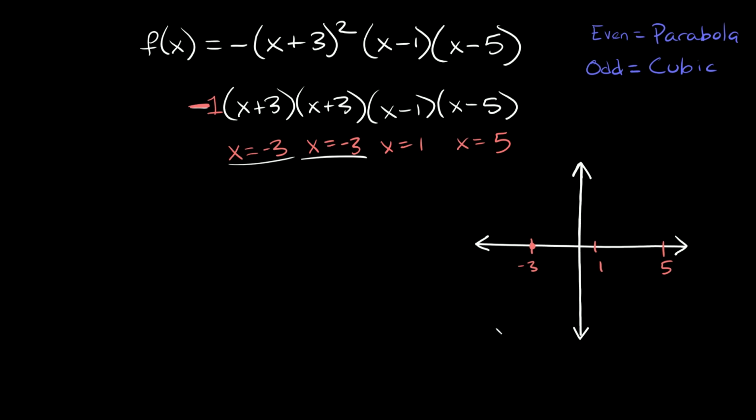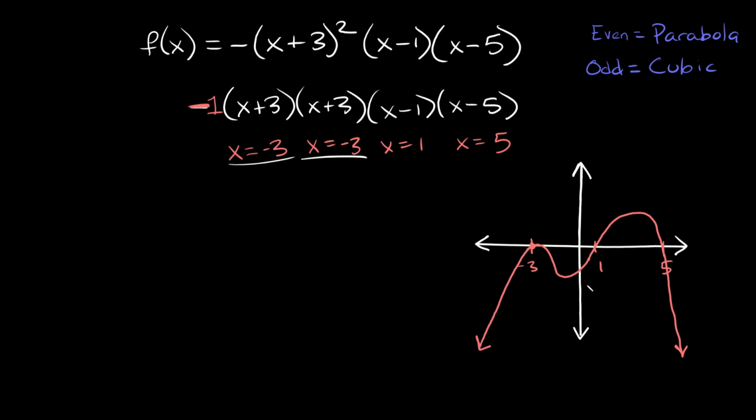Okay, so if we draw our graph, we know it's going to be kind of like an upside down parabola. So this point, -3, again, we're not going to go through it. We're just going to touch it. So it's going to bounce off of it like that. Then we're going to go back up through 1 and back down through 5, right? So then those are our ends right there. Okay, great. So that's what our graph looks like.